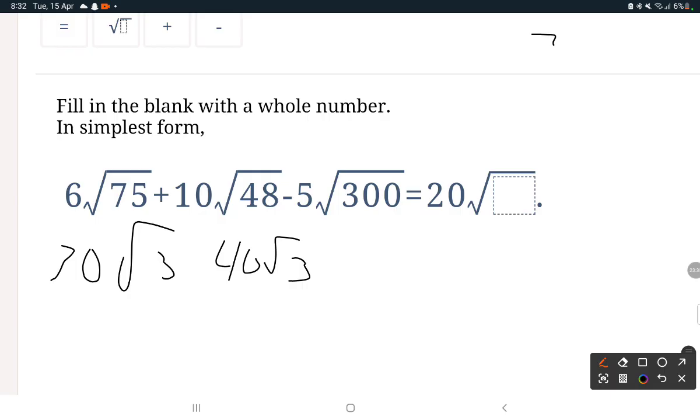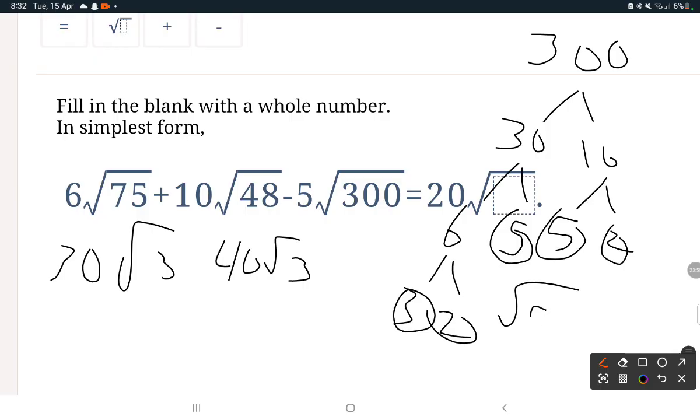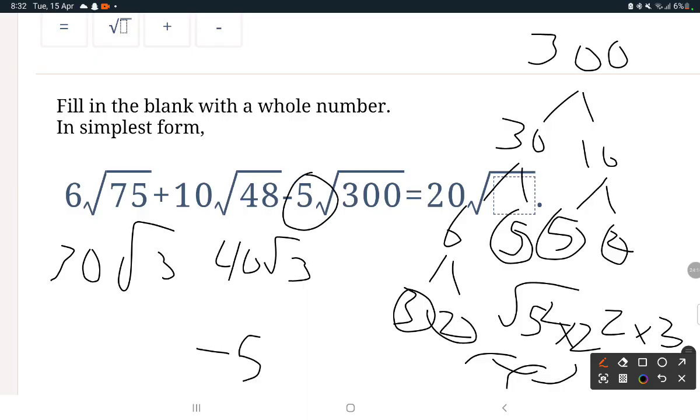Okay, for 300, really easy to prime factorize 300. 30 and 10, 5 and 2. 6 and 5, 3 and 2. Okay, so we have 5 squared multiplied by 2 squared multiplied by 3. Take out the 5 squared outside, it's going to be 5. Take out the 2 squared outside, it's going to be 2. 5 multiplied by 2 is 10, and we keep in the radical 3. And they have this minus 5. So we'll do minus 5 multiplied by 10, because we said 5 multiplied by 2 is 10. It's going to be minus 50 radical 3.